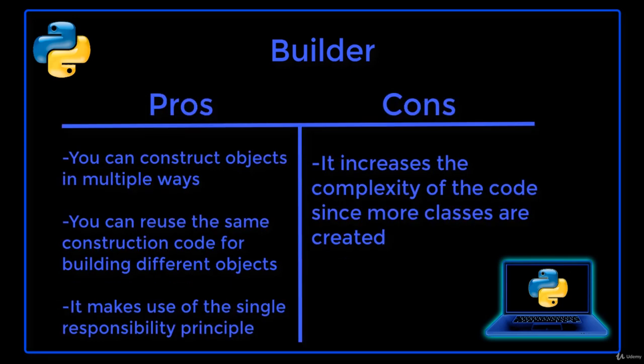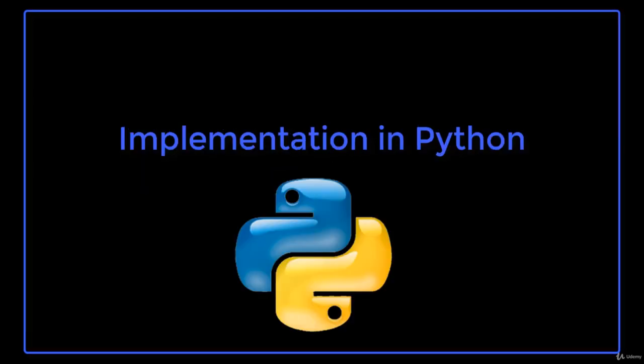Let's look at the pros and cons of using the Builder design pattern. The advantages of using the Builder pattern are that you can construct objects in multiple ways. You can reuse the same construction code for building different objects, and it makes use of the single responsibility principle. The drawback of using the Builder design pattern is that it increases the complexity of the code, since more classes are created.